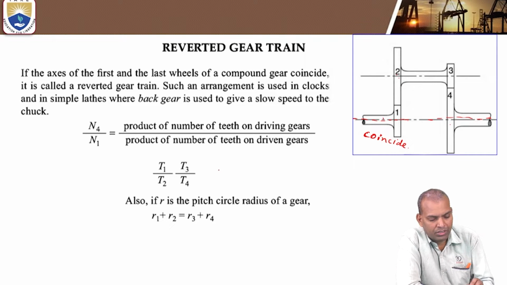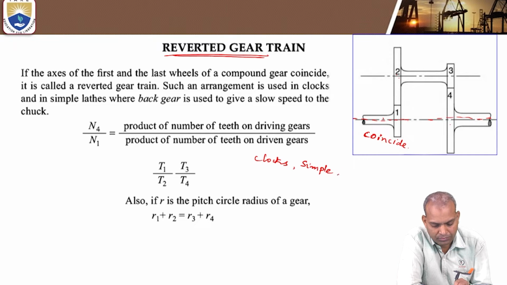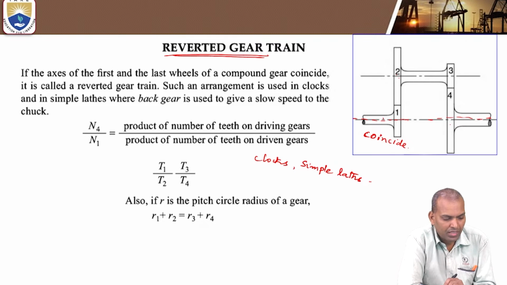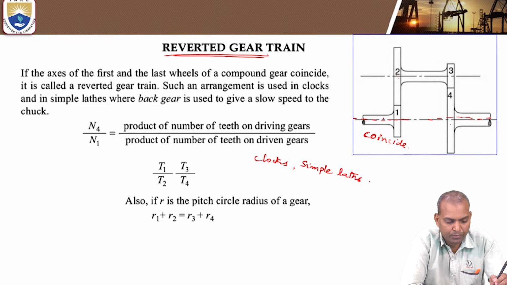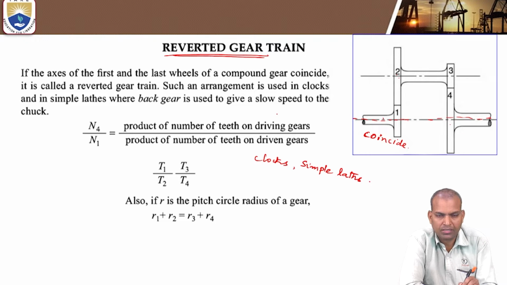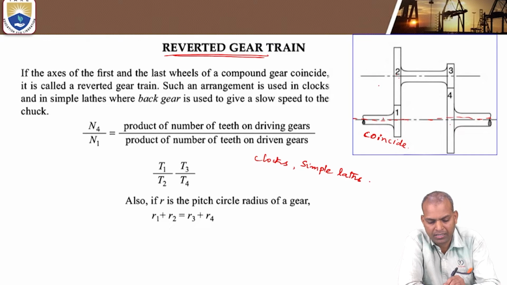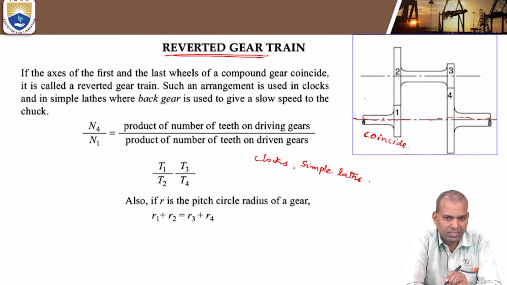Now, one more thing: this type of gear train, the reverted gear train, is used in clocks and also in simple lathes. For what? In lathe machines, a back gear is used to give a slow speed to the chuck. So in the gearbox, the reverted gear train is used to give slow speed to the chuck. Now what is the train value?